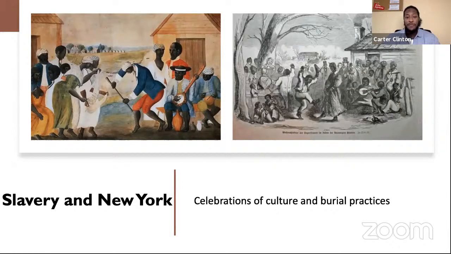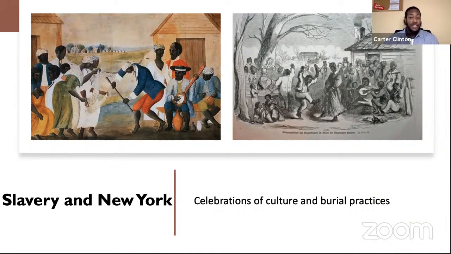One major difference was that in New York, enslaved Africans, fortunately, on some scale, were able to retain their West African cultural practices. So they were able to have these celebrations mainly during the time of burials. So during the day, they worked, they experienced forced labor, hard labor, but at night, they were able to congregate, they were able to bury their loved ones and do so in a way that was familiar to them.